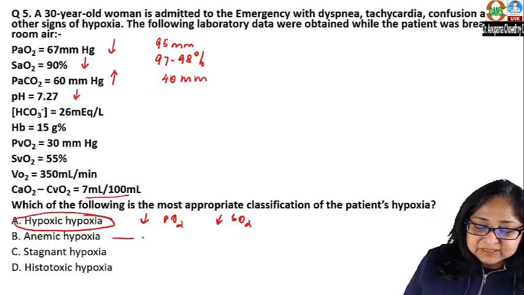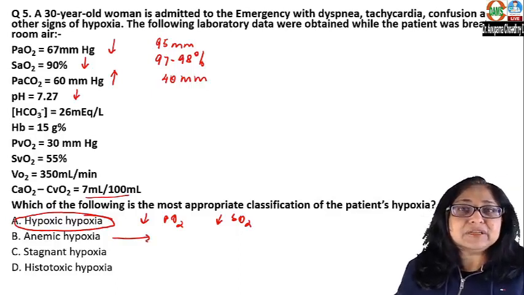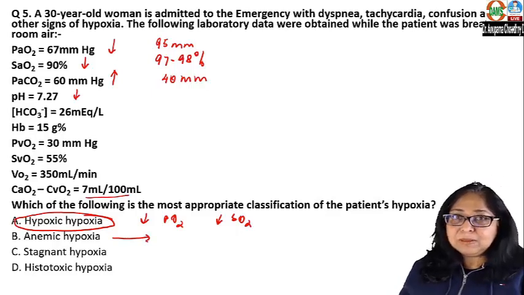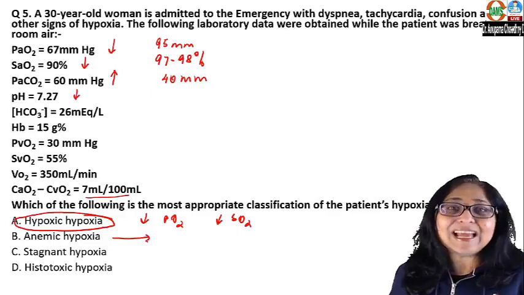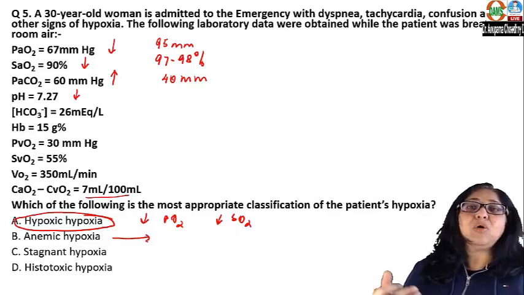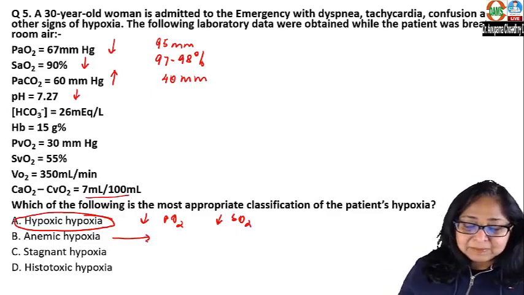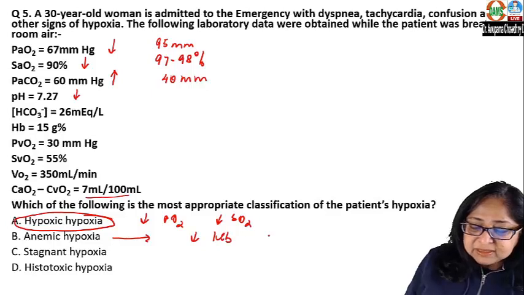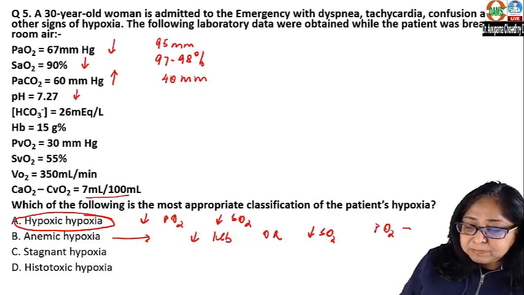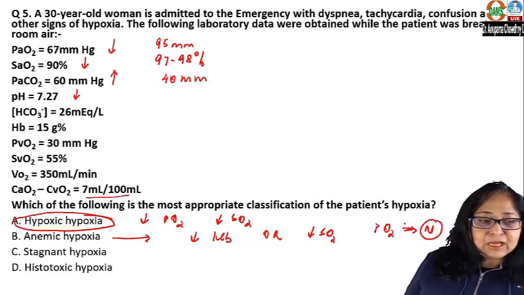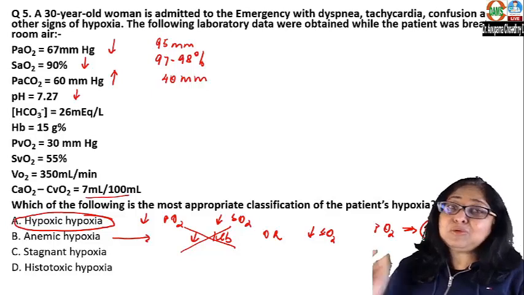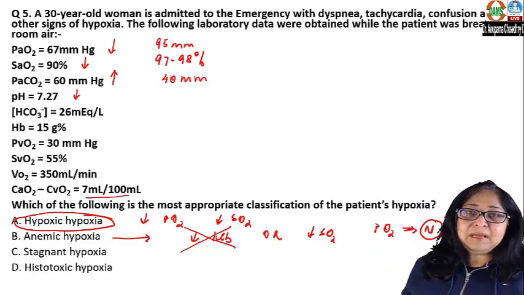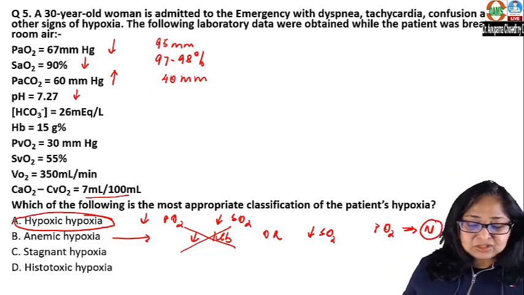What about anemic hypoxia? Anemic hypoxia could be due to a decrease in hemoglobin, but here the hemoglobin is normal. Or it could be due to a decrease in hemoglobin saturation, as you see in carbon monoxide poisoning or in methemoglobinemia, right? So anemic hypoxia could be due to a decrease in hemoglobin or a decrease in saturation. But the important point here is that PO2 is normal. Here the hemoglobin is normal, so this is not likely. Saturation is reduced, but the PO2 is also reduced. In anemic hypoxia, PO2 should be normal, so this is not anemic hypoxia.